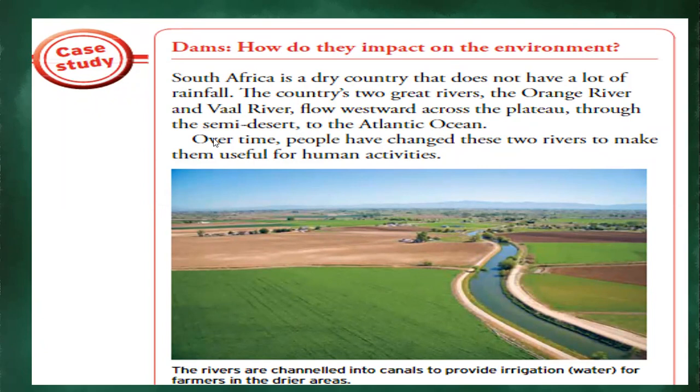Yes. South Africa is a dry country that does not have a lot of rainfall. In our country, we have 2 great rivers, the Orange River and the Vaal River, and they flow westwards across the plateau. Who can tell me what a plateau is? We have learned about the different areas in South Africa, and the plateau is one of those areas. You can raise your hand if you know what a plateau is. We did this. Okay, Tafiga.